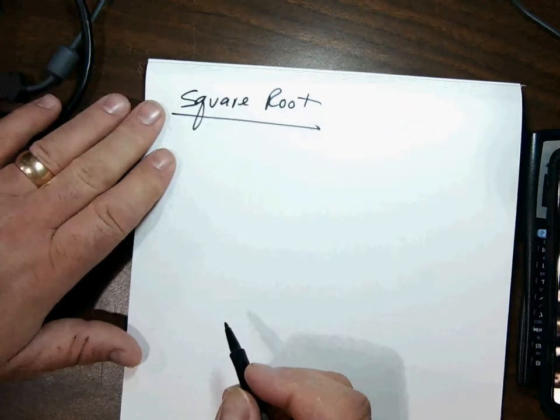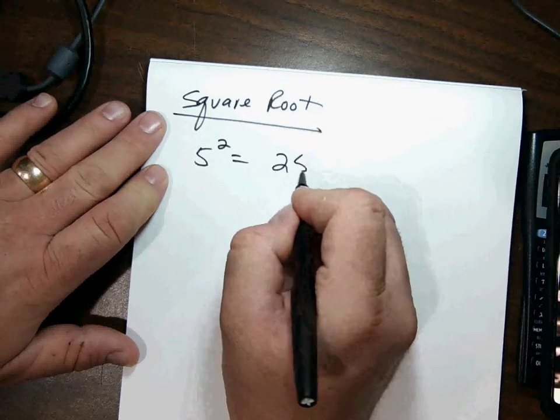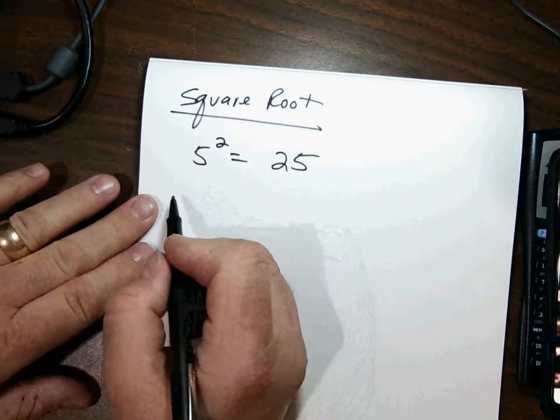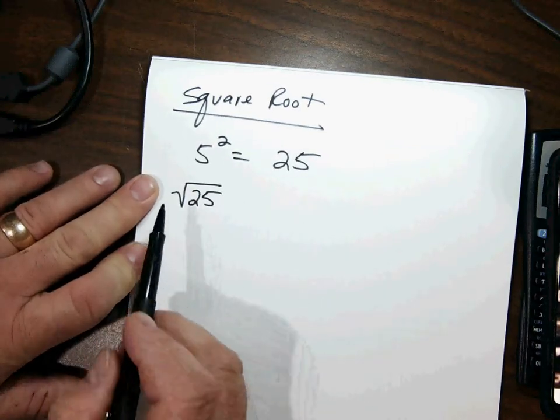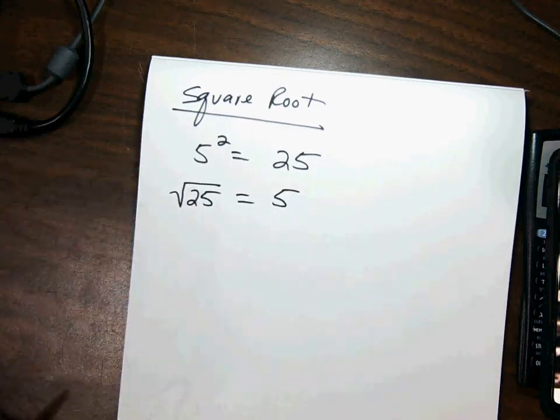Okay, reverse process of squaring. 5 squared is 25. The square root process is just going backwards. If I want to take the square root of 25, it looks like that. It's a little symbol here. I put the 25 in there, and that gets me back to the 5.